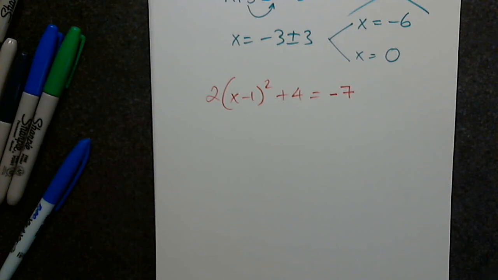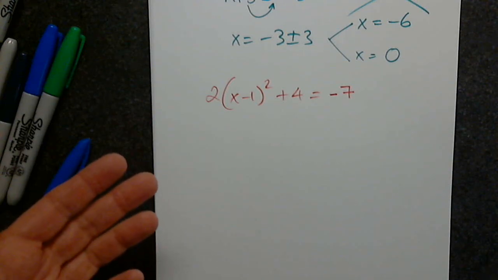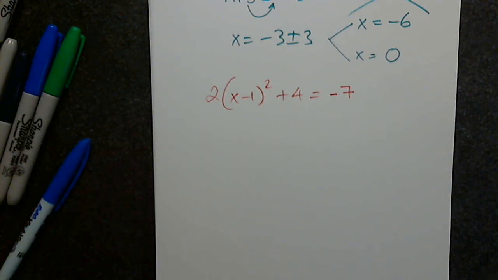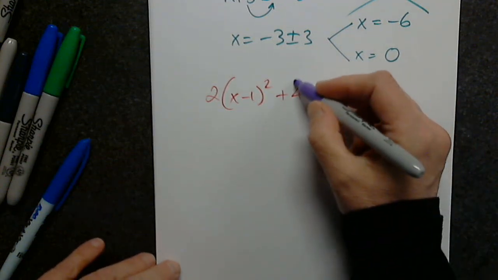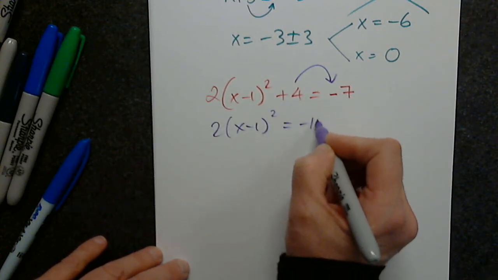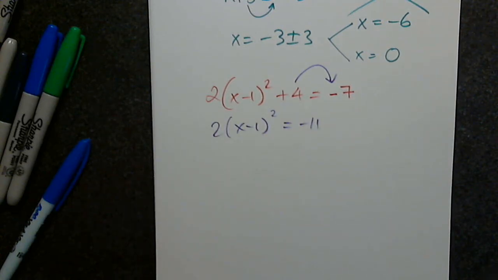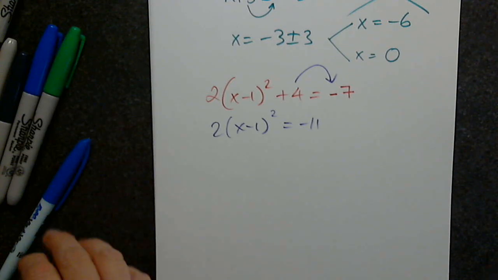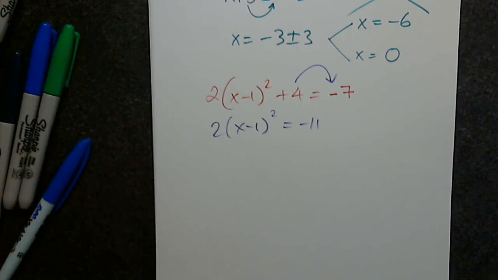Well, I'll say it's the same idea, but this is not cleaned up. What will I do to clean it up first? Right, move it to the other side. 2x minus 1 squared equals negative 11. Now this is good, but still not completely cleaned up. I have one more step to clean it up, or simplify it. I like to say clean up, but you know what I mean. So what do I have to do now?